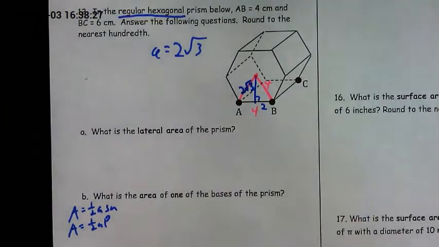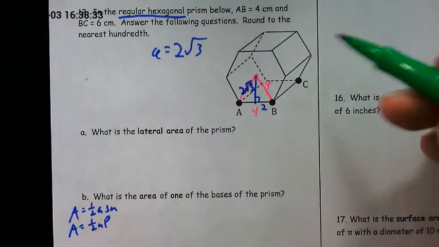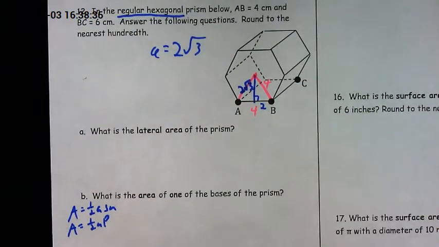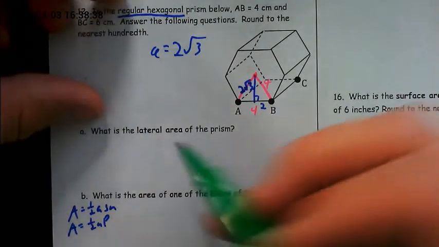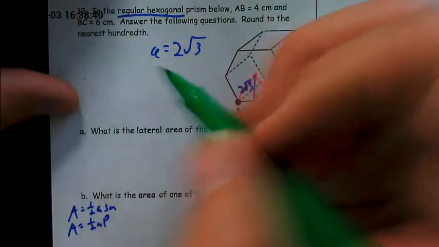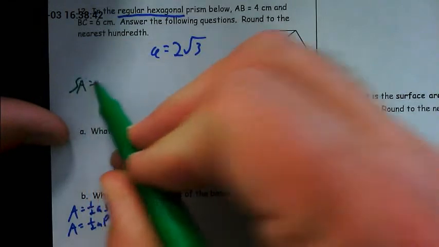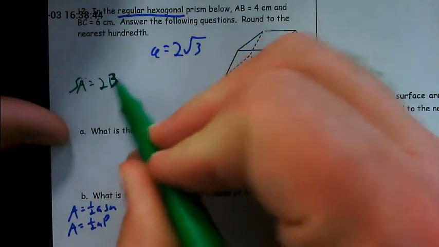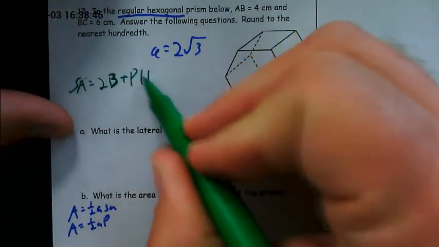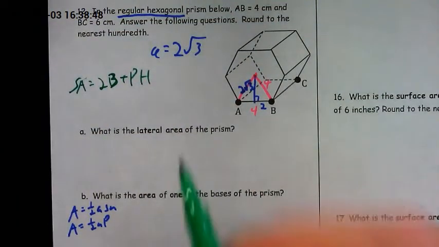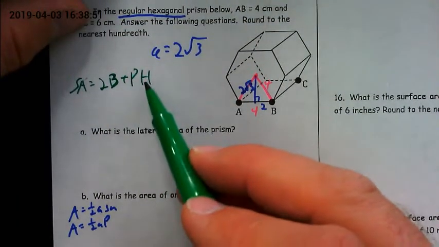So lateral area of the prism. I saw lots of people doing this different ways. I saw a lot of people, as I was coming around, doing one of the rectangles and multiplying it by 6. That's fine. That works. I'm just using the formula. So let me write the whole formula down real quick. Surface area equals 2 times base area plus perimeter times height. If I'm finding the lateral area, I normally just use perimeter times height.